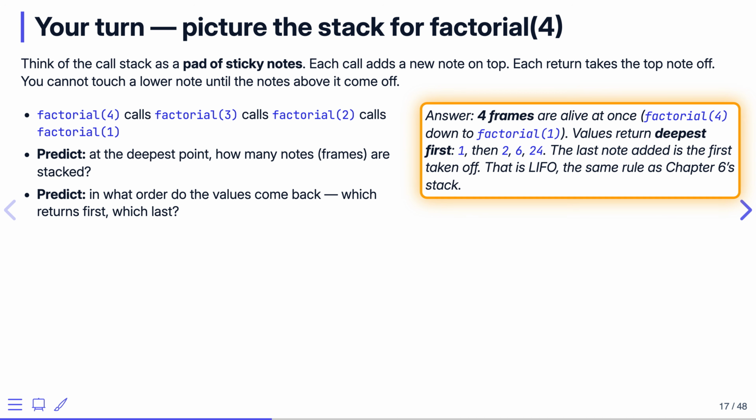Now the answer. 4 frames are alive at once from factorial of 4 down to factorial of 1. The values return deepest first. 1, then 2, then 6, then 24. The last note added is the first taken off. That is last in, first out, the same rule as the stack in Chapter 6.